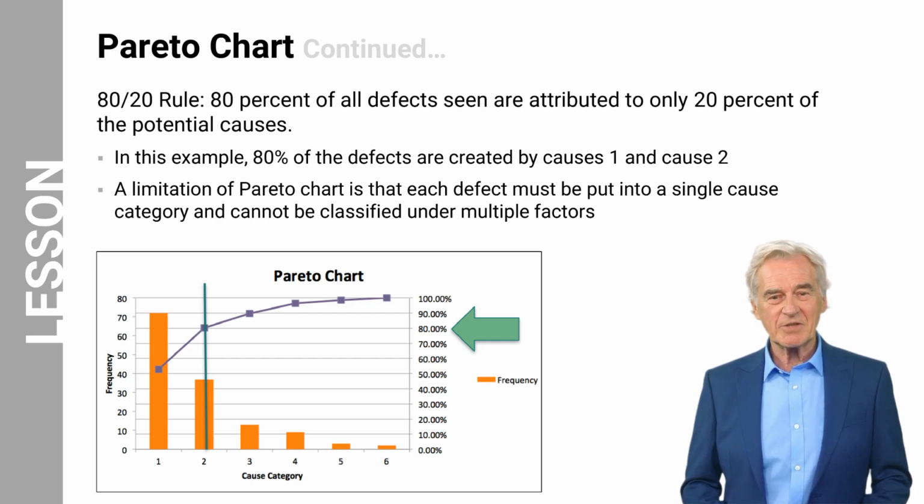Although Pareto charts are effective tools for indicating the causes occurring most often, they cannot take into account defects generated by a combination of factors and causes. Each defect must be put into a single cause category and cannot be classified under multiple factors.